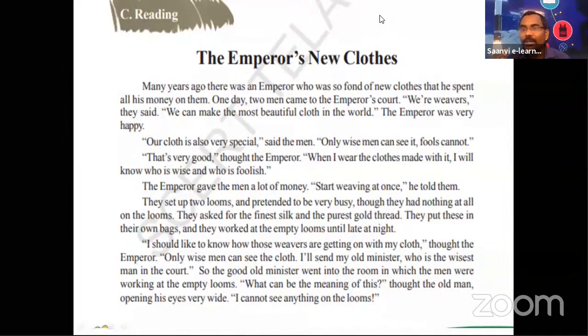Actually, did they weave anything on the loom? They didn't do anything. They just acted like they were making clothes, but they didn't even put the finest silk on the loom. They kept it in their bags and just acted like they were making the cloth.